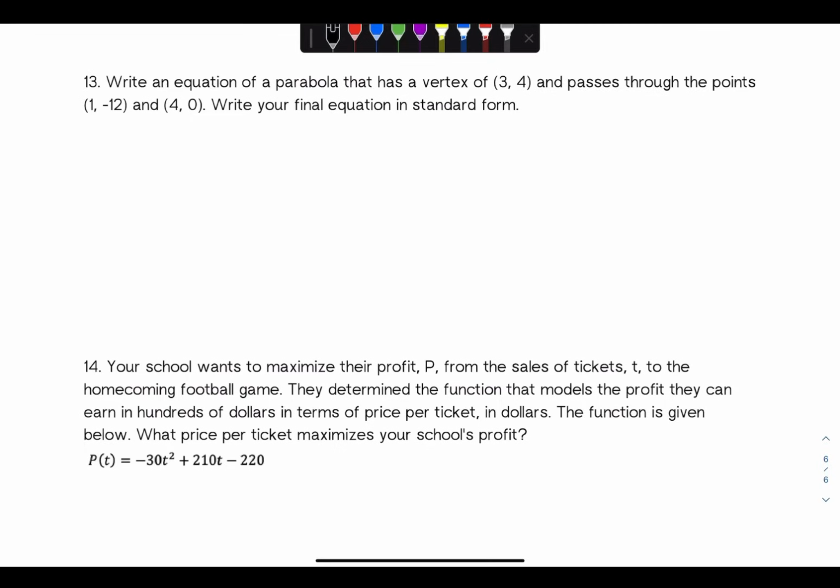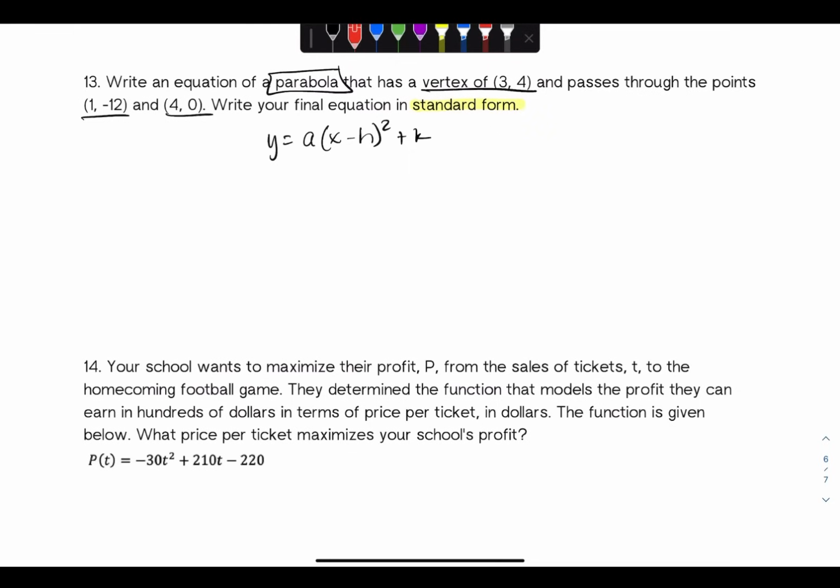Number 13. Find the equation of a parabola that has a vertex of (3, 4) and passes through the points (1, negative 12) and (4, 0). All right, so I know my vertex form of a parabola is y equals a times (x minus h) squared plus k. They want my final answer in standard form, so I'll have to change that at the end.